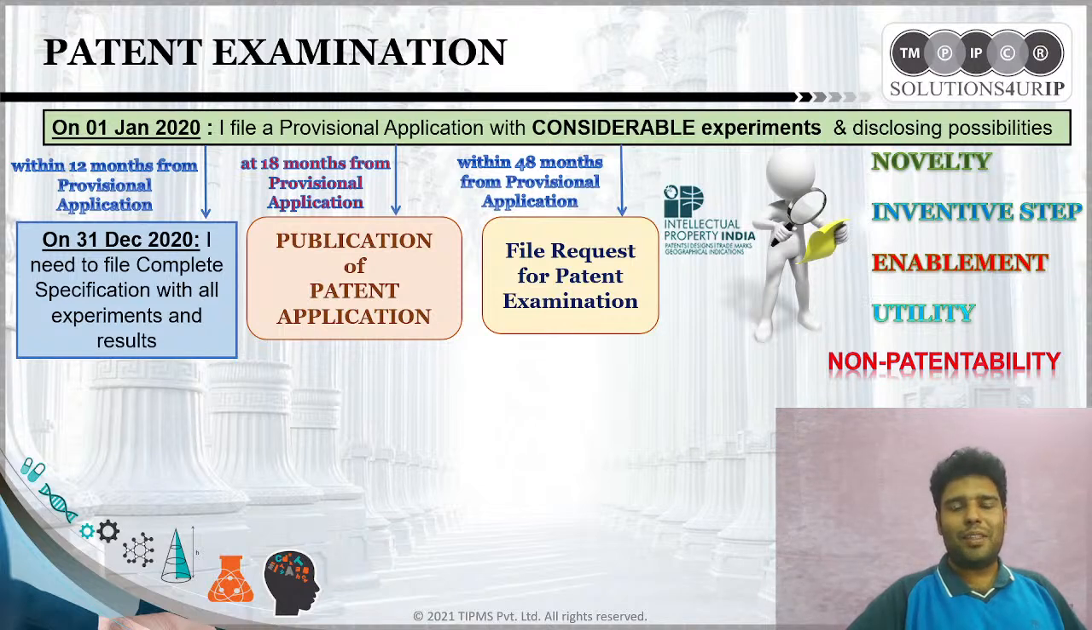During patent examination, let me tell you, section 2(1)(ja), inventive step. The most difficult part of overcoming the patent examination process is section 2(1)(ja). You have to establish and argue how and why your patent application satisfies section 2(1)(ja) and has an inventive step. Others are also important, but the most difficult part is this inventive step.